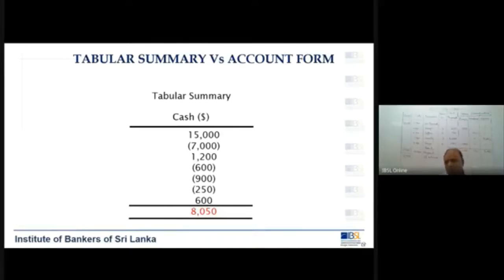So what is shown here is the cash account summary. All the transactions that have gone into the cash account are shown here. And ultimately, you have the balance of 8,050 shown there.